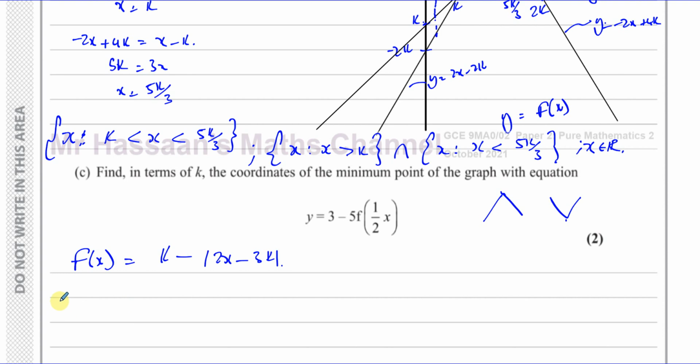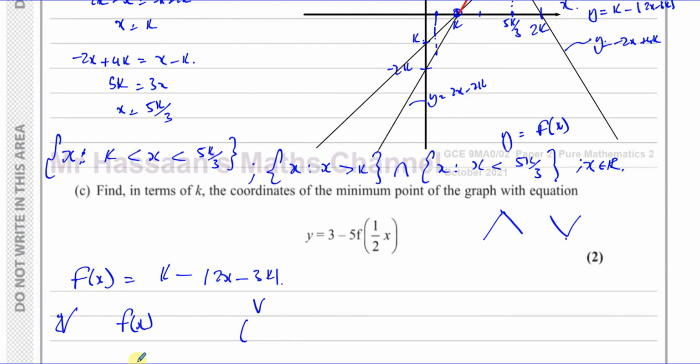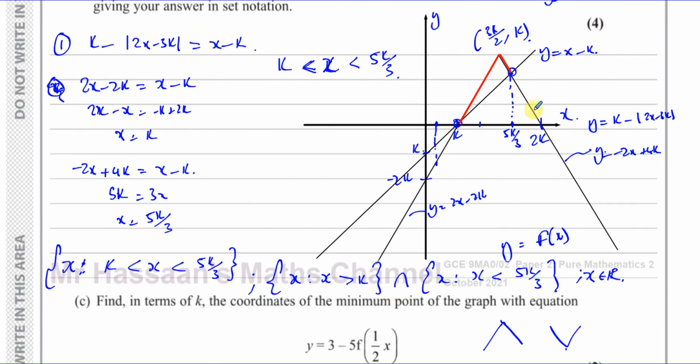So let's find the vertex of f of x. Let's start with f of x and think about what the vertex of f of x is. For f of x, the vertex is basically the point, as we determined, 3k over 2, k.